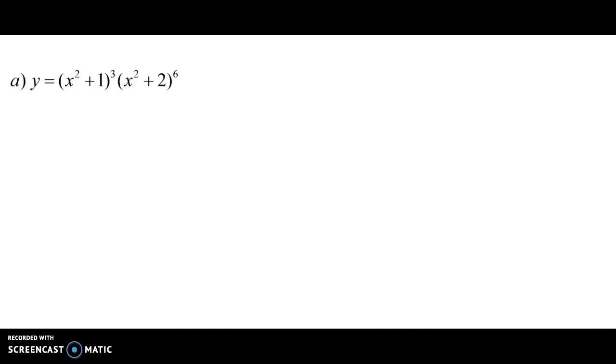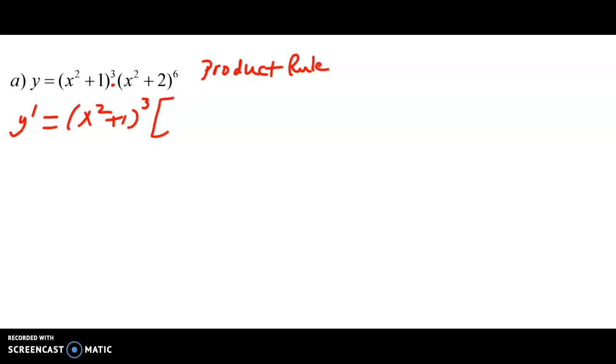This is example 3A in section 4.7. So we have a product of two different functions, so we're going to use the product rule. And when we use the product rule, we're going to see that chain rule is going to come into play. Using the product rule, we're going to take the first function, and we're going to get the derivative of the second.